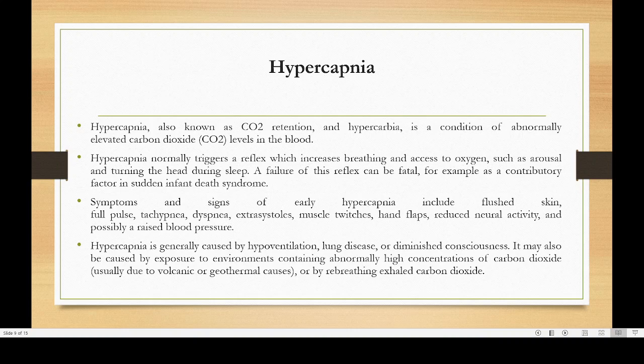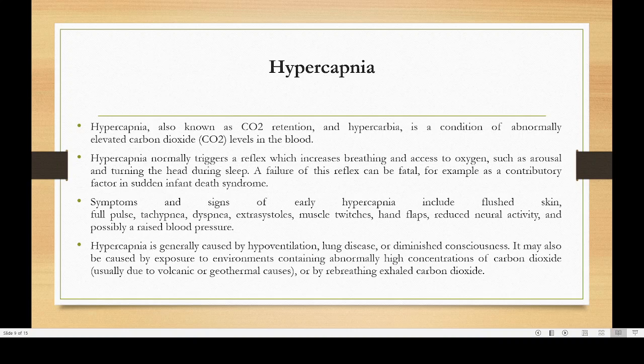Then we have the third one, known by the name hypercapnia. Hypercapnia is also known as carbon dioxide retention, and there is another term called hypercarbia, a condition of abnormally increased carbon dioxide. Elevated means increased. So if there is a higher level of carbon dioxide than the normal level, that situation is known by the name hypercarbia, otherwise known as hypercapnia. Hyper means above, and capnia refers to carbon dioxide.